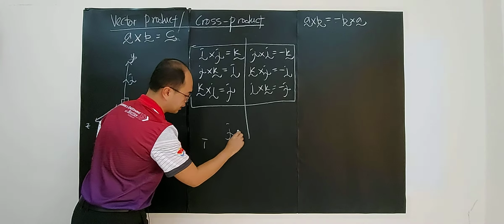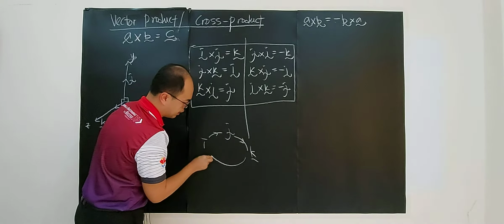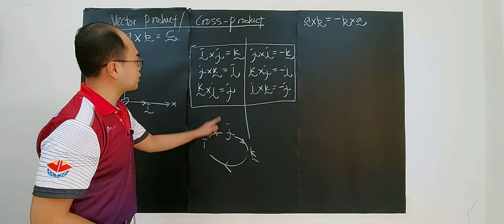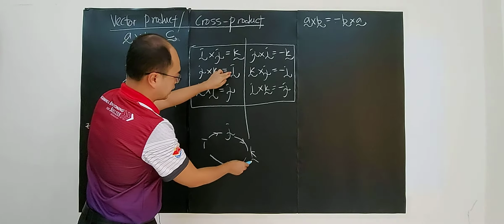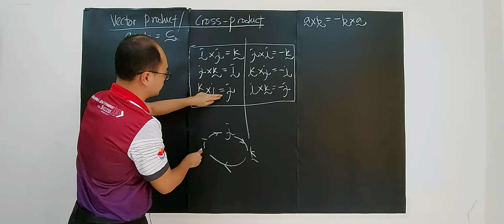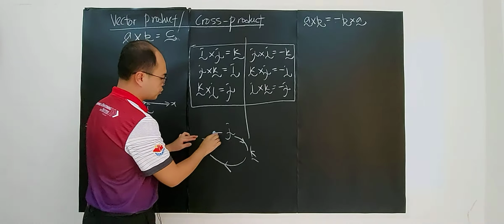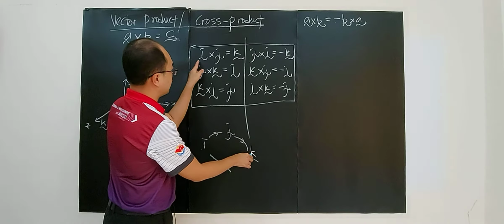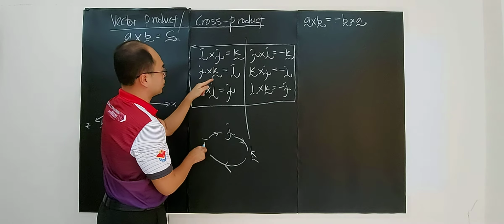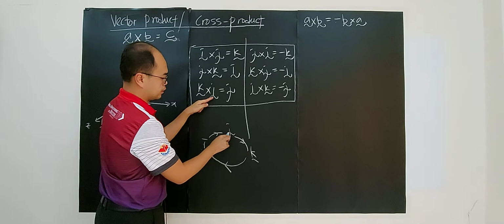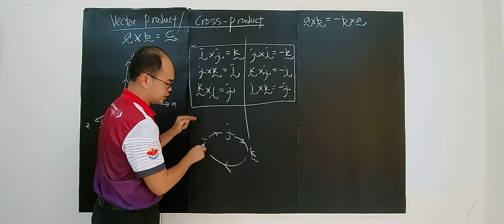Write i, j and k. So i cross j, j cross k, and k cross i. i cross j gives k, j cross k gives i, and k cross i gives j. Or we say i cross j, we get k; k cross i, we get j; j cross k, we get i.